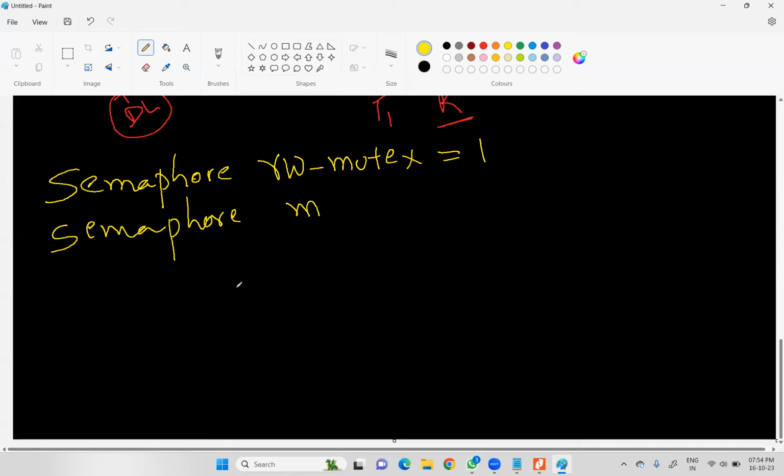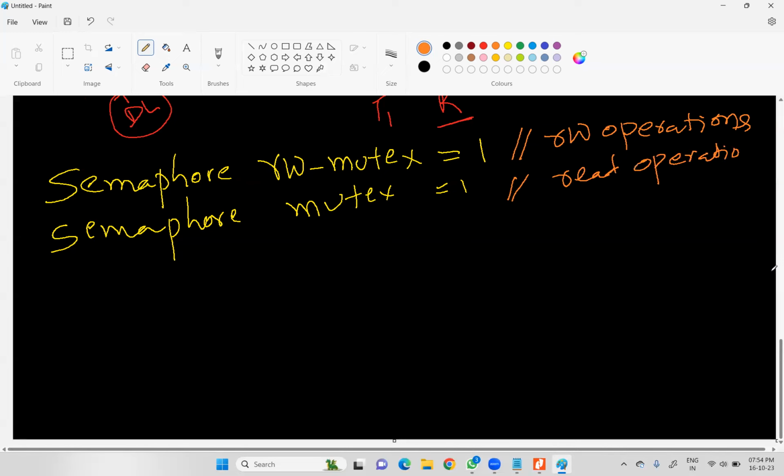So mutex will be equal to 1. Look at this, hope that this will be understood by you. This will be taken for read and write operations. This will be taken for read and write operations. But this will be taken for only read operations.